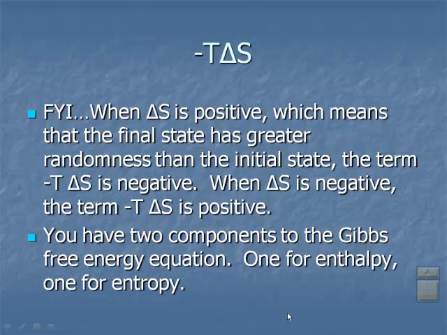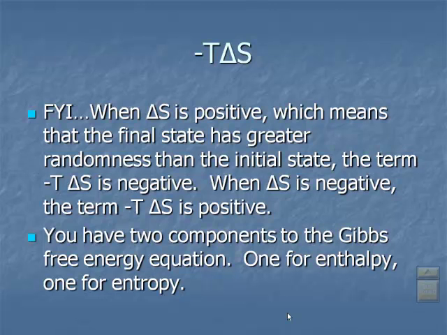One thing that I would like to add is a little tidbit about the term negative T delta S, or minus T delta S, that is in your Gibbs free energy equation. Just FYI, when delta S is positive, that's entropy. When that value is positive for a reaction, which means that the final state has greater randomness than the initial state, that means that negative T delta S is negative. So when delta S is positive, that term becomes negative. But, of course, when delta S is negative, then that term becomes positive, right?